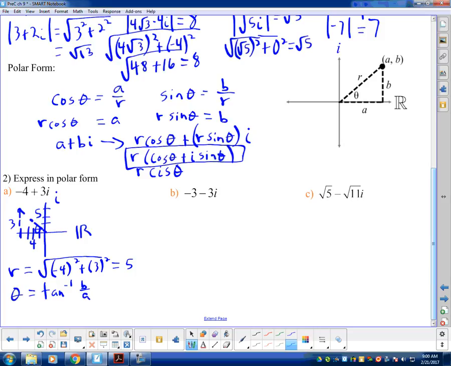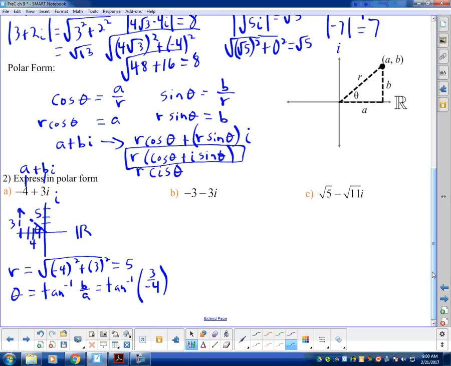which in this case is inverse tangent of, what's b in this case? 3. B is 3. Remember, it's an a plus bi form. We'll just write that down again. And so b is 3, a is negative 4. So it's inverse tangent of 3 over negative 4. Now, which quadrant is my calculator going to give me an answer? Like, what is the output going to be in terms of which quadrant? It's going to be the fourth quadrant, yes.